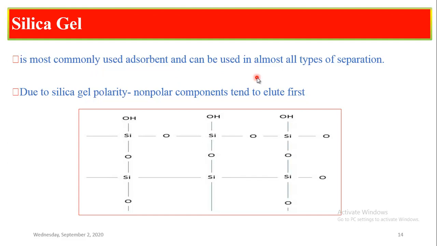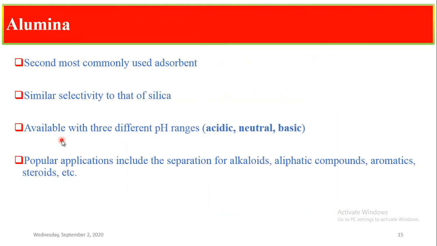Due to the polarity of silica gel, non-polar components tend to elute first. This is the structure: silicon with oxygen, Si-O-Si and Si-OH. These are the linkages in silica gel, and it is most commonly used for TLC plate preparation. So non-polar components elute first here. The second one is alumina.